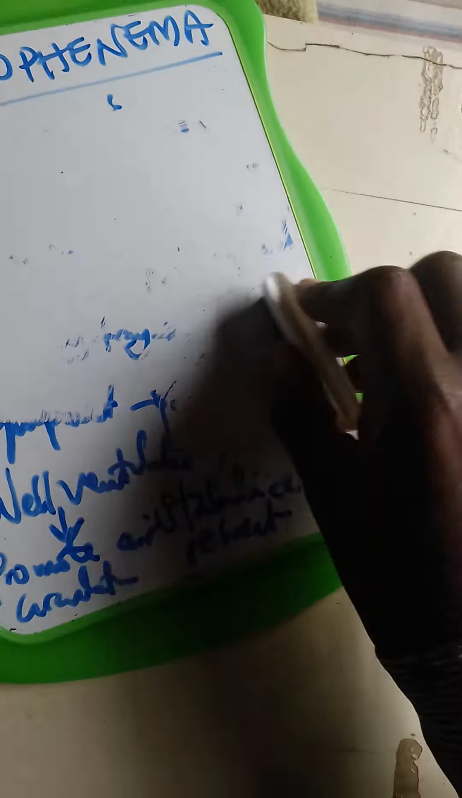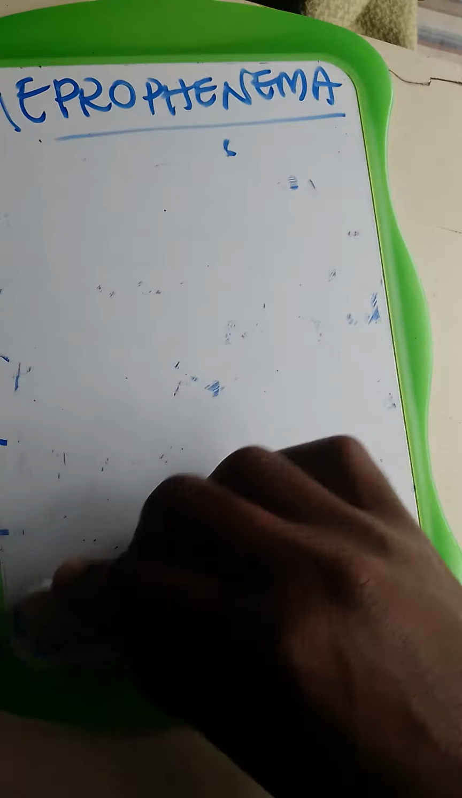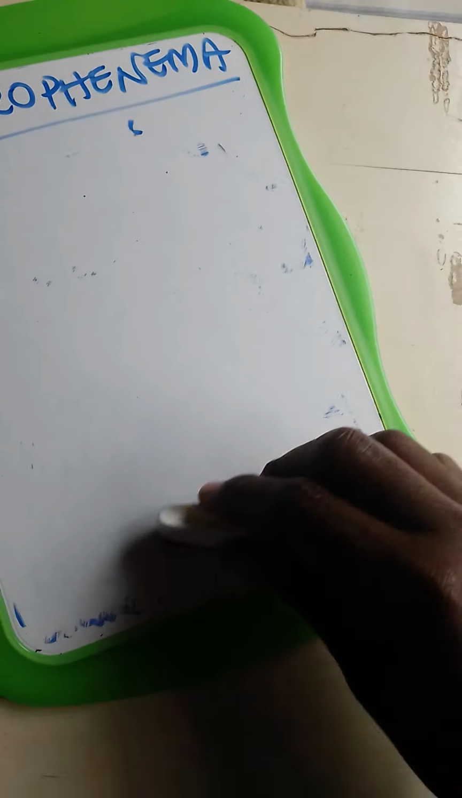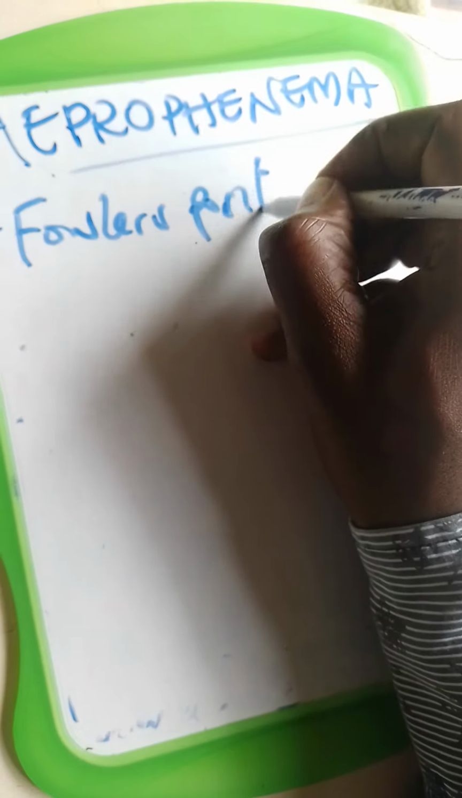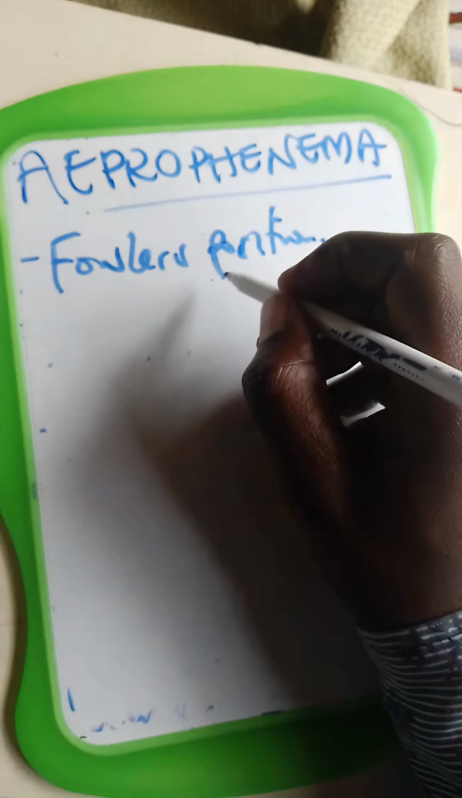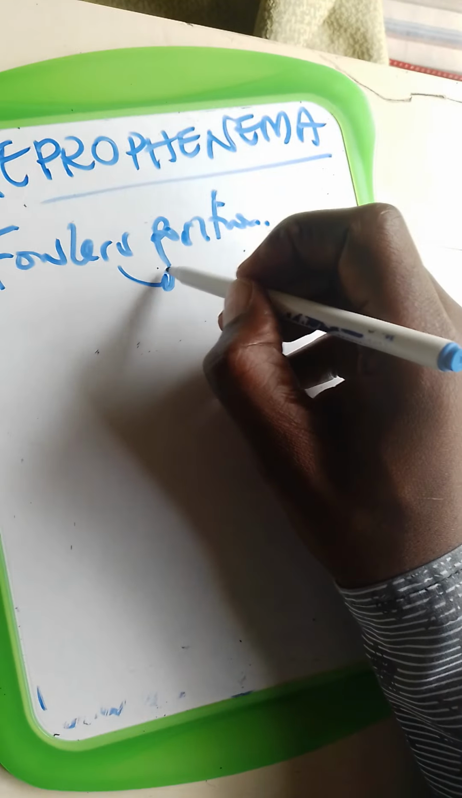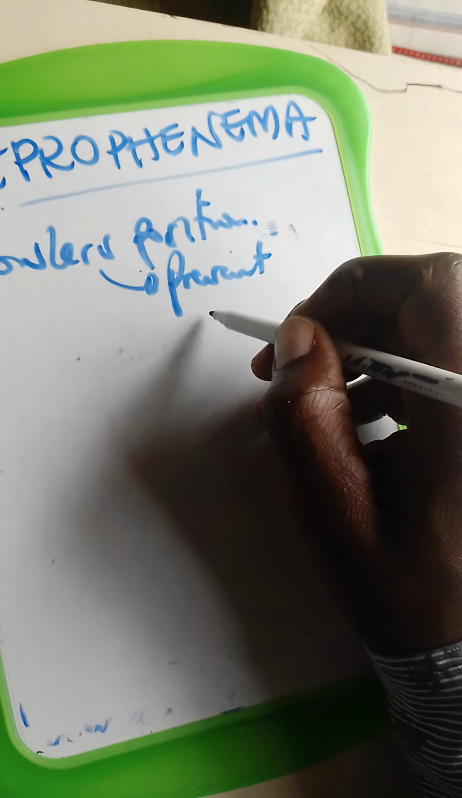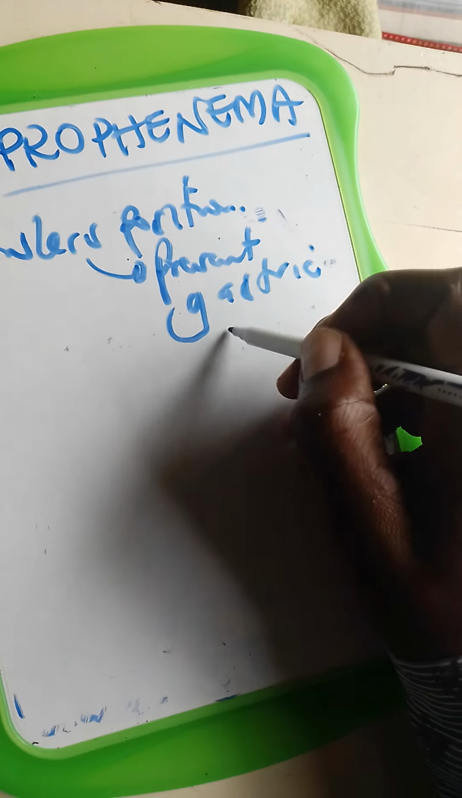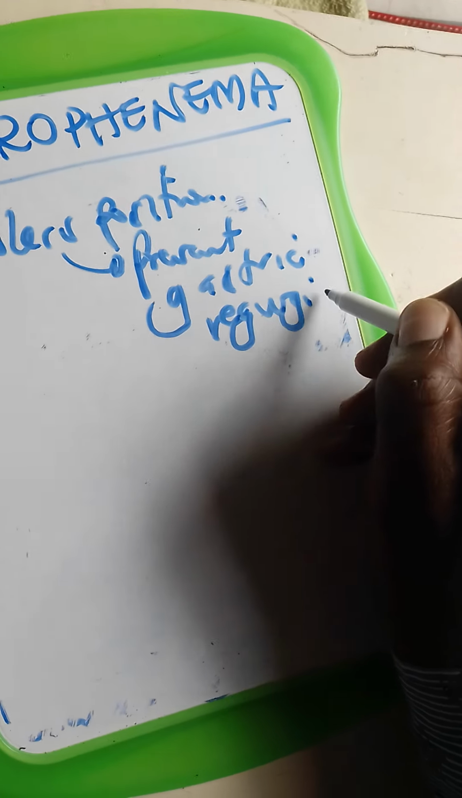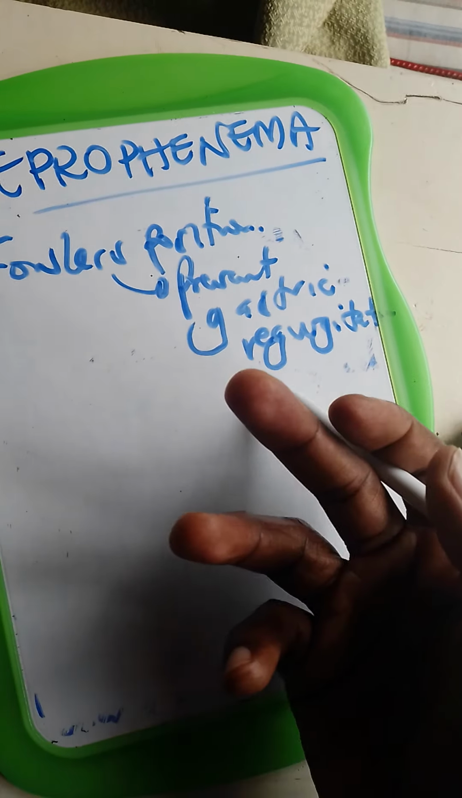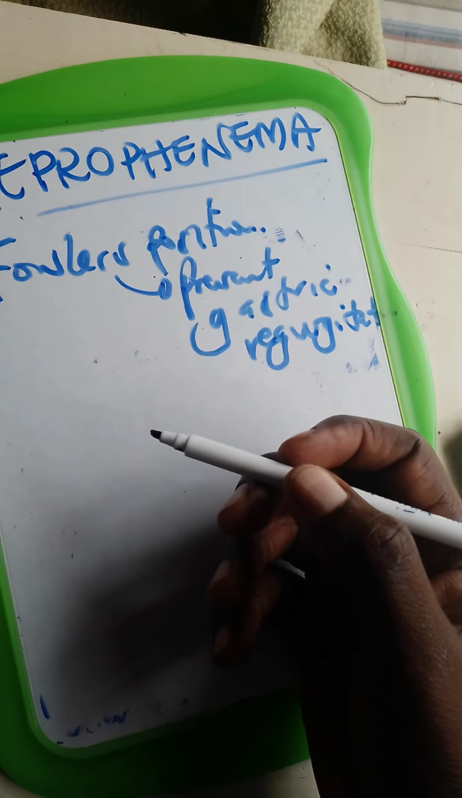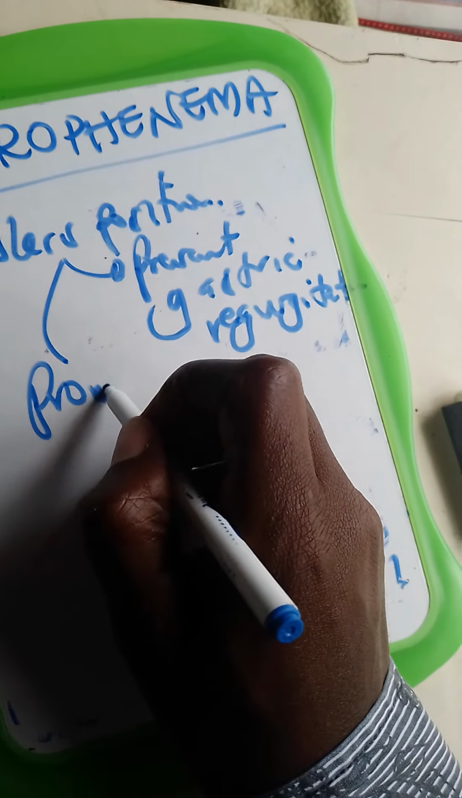So let's look at another one. Say you were to raise a point, position. What can you write under position? For example, you say that I will position my patient in a Fowler's position. What should be the rationale for placing a patient in Fowler's position? The rationale would be to prevent gastric regurgitation. Another rationale would be to promote chest expansion.